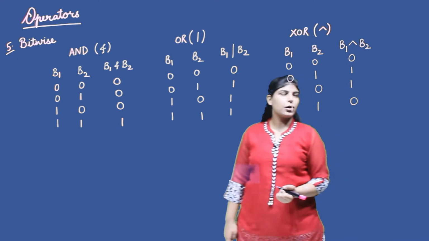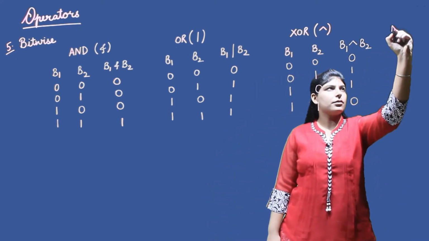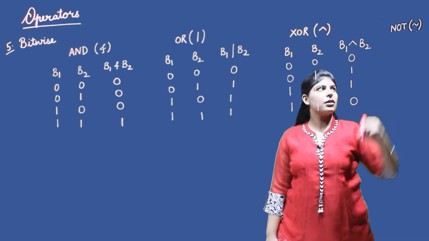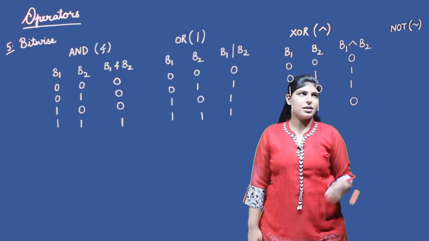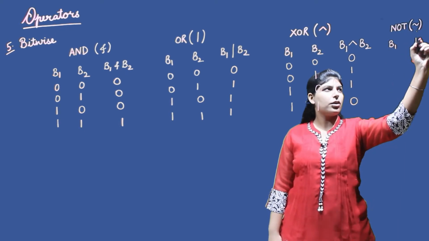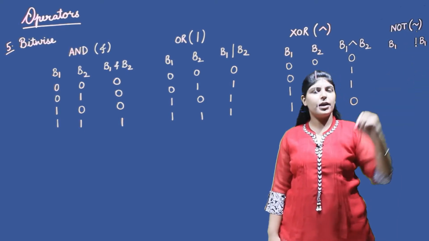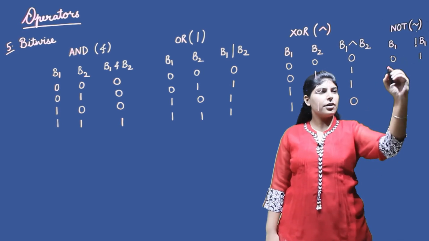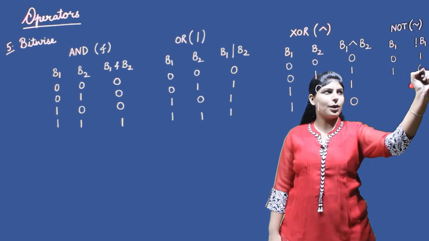Next bitwise operator we have is NOT operator. It is denoted by tilde sign. It takes only one bit as input. So if I have a bit B1 and if I apply NOT on it, it will just complement the input. So if the bit is 0, the output will be 1. If the input bit is 1, the output will be 0.